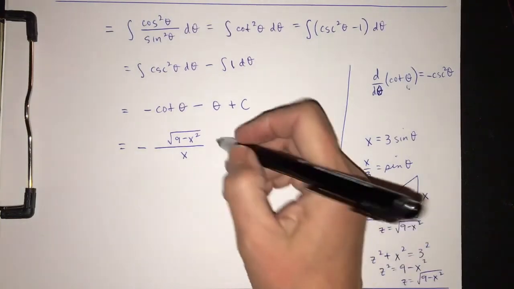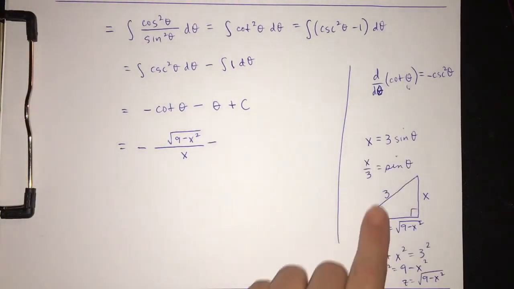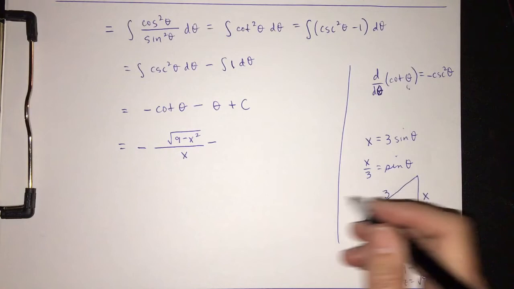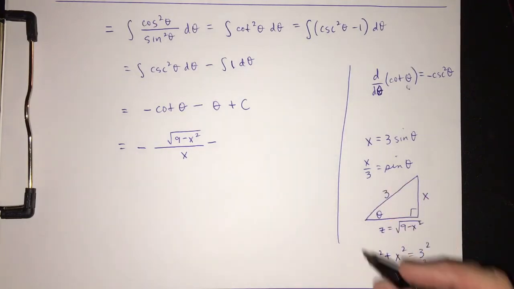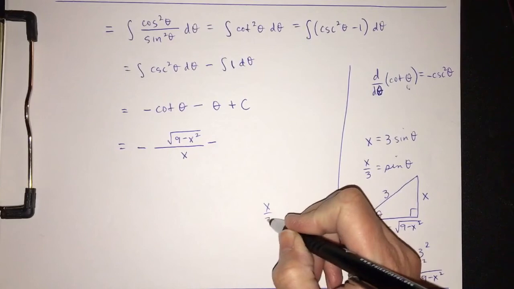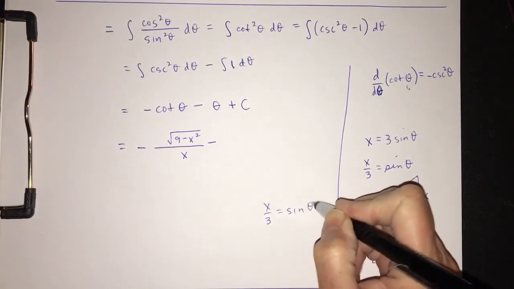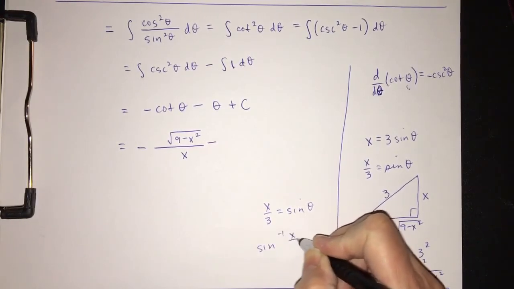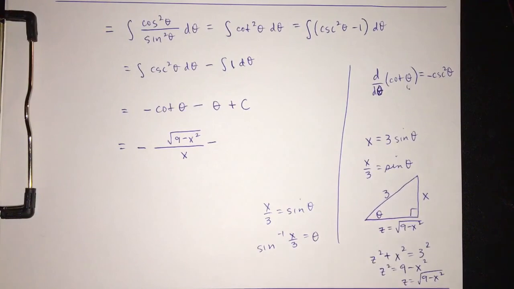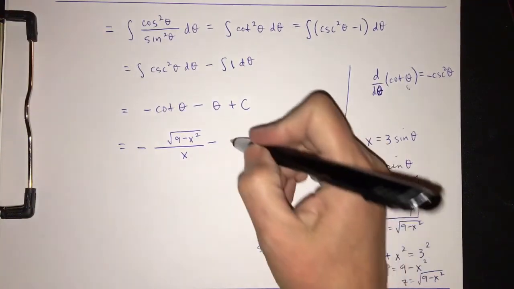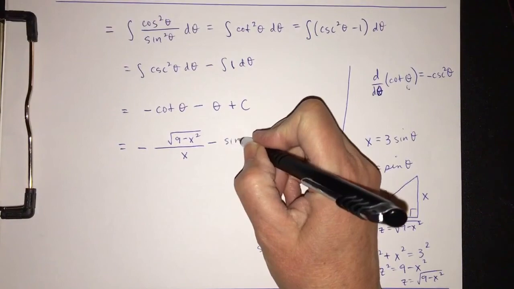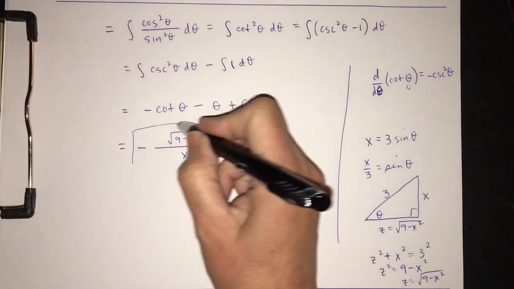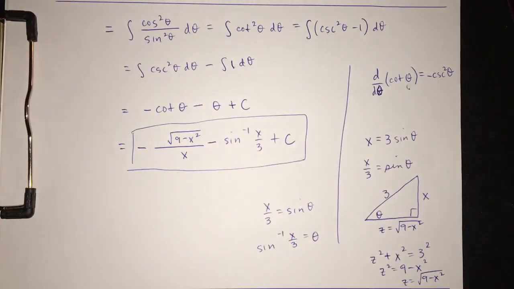And then I have to find theta on this problem. And in fact here, x over 3 equals sine theta. So using inverse trig functions, I could say this. Here I'm going to write x over 3 equals sine theta. So I could say inverse sine of x over 3 is theta. So there's theta. So I'll have minus inverse sine of x over 3. Don't forget the plus c, and there is the answer to this problem.